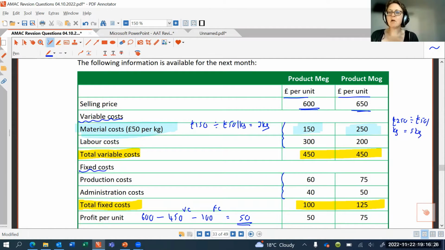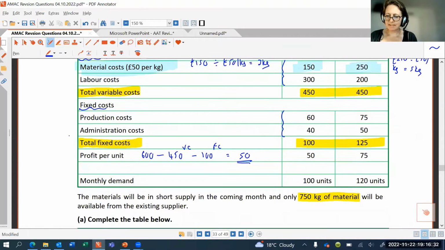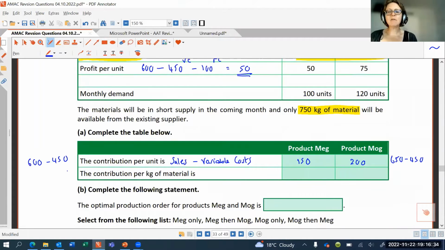So now I know the contribution of a whole MEG and a whole MOG. I'm able to go on to my next step and say, in terms of the contribution of each kilogram, if this one uses 3 kilograms of my precious raw material, can you see that it actually contributes £50 per kilogram? Whereas this one uses up 5 kilograms of my precious scarce resource. So this one actually contributes £40 for each kilogram.